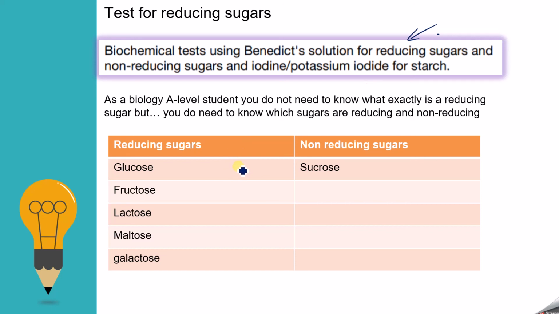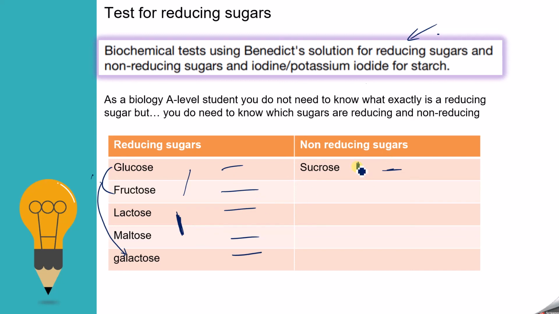Forget about knowing what a reducing sugar is, you need to know the examples. So you need to know that glucose is a reducing sugar, fructose is, lactose is, maltose is, and galactose is. Sorry, my mistake. We know that glucose, fructose and galactose are monosaccharides, and then lactose, maltose and sucrose are disaccharides.